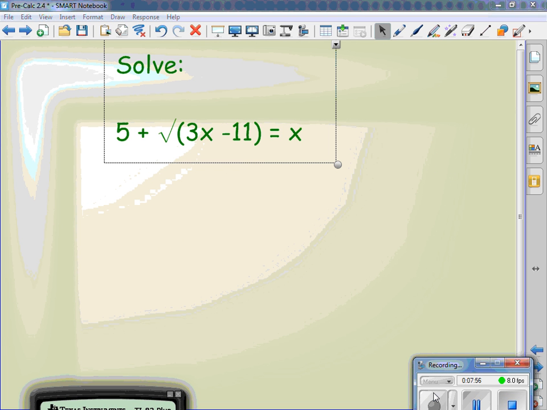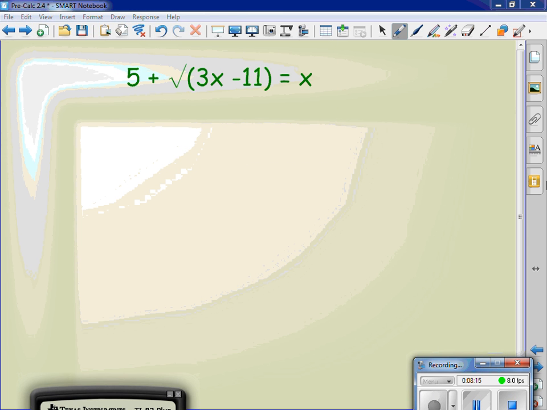Now I have 5 plus. Now, when I type it in and I can't get that radical bar, the square root bar, to go all the way over, I put it in parentheses. It's 5 plus the square root of 3x minus 11 equals x.